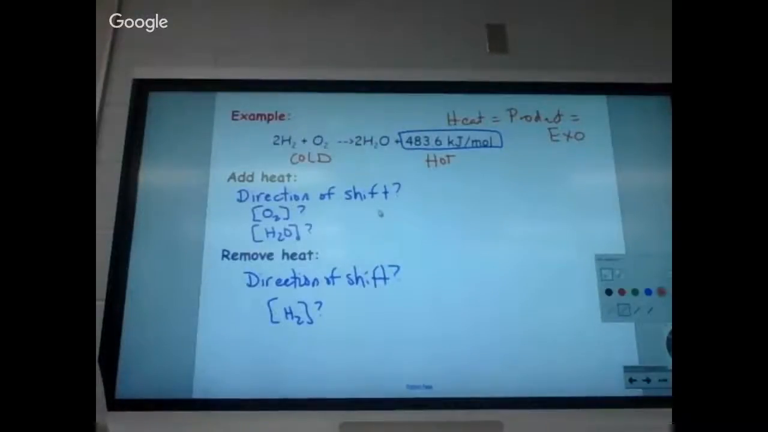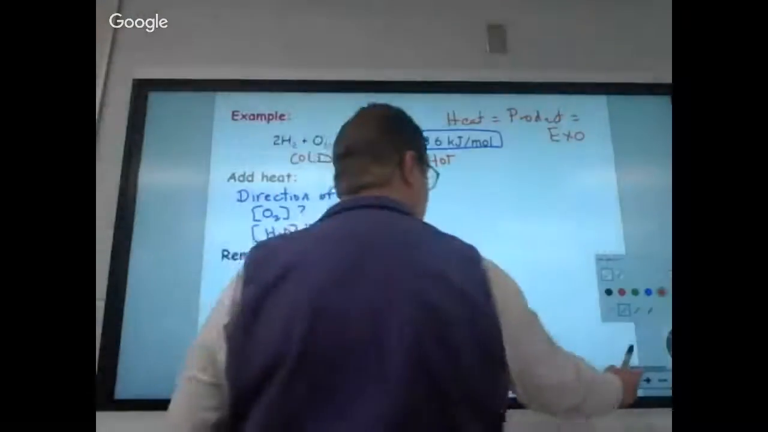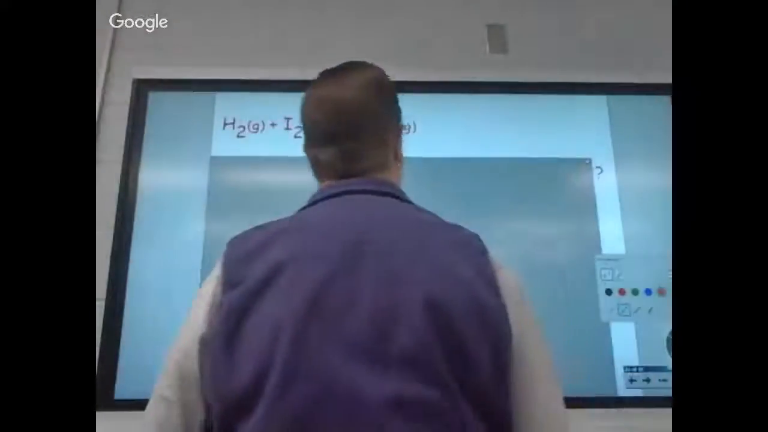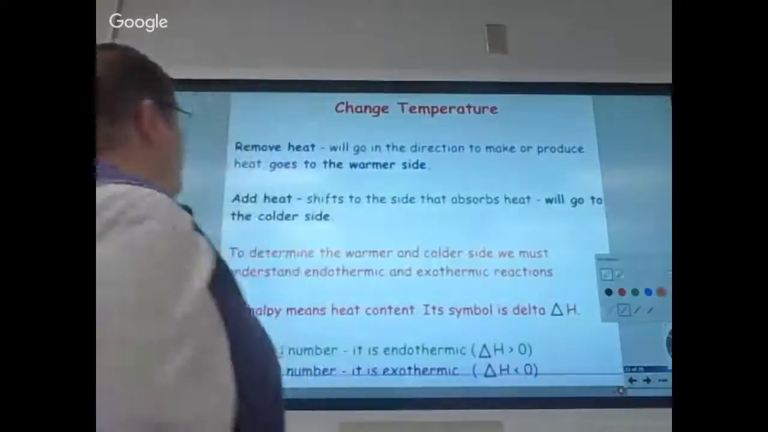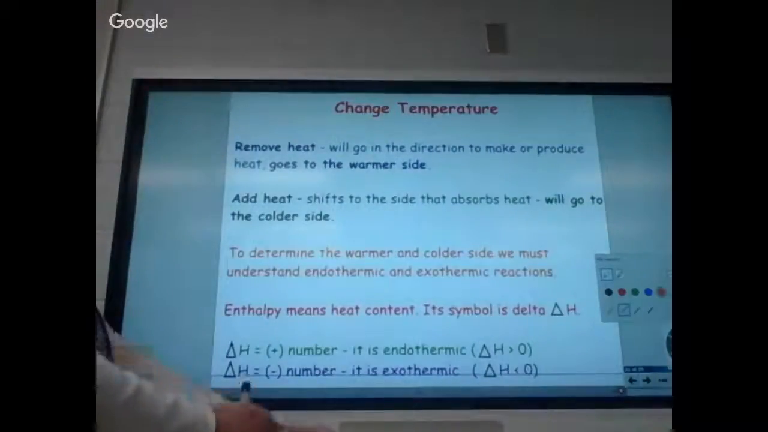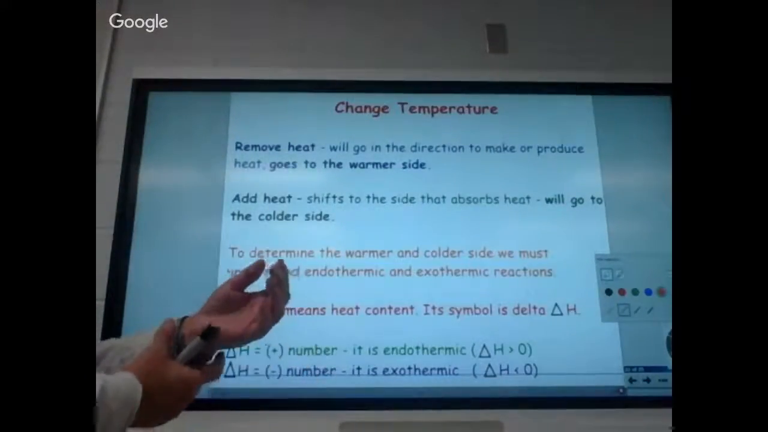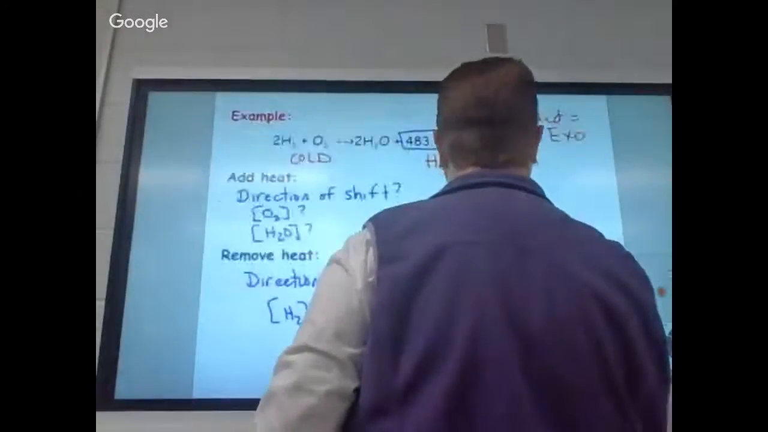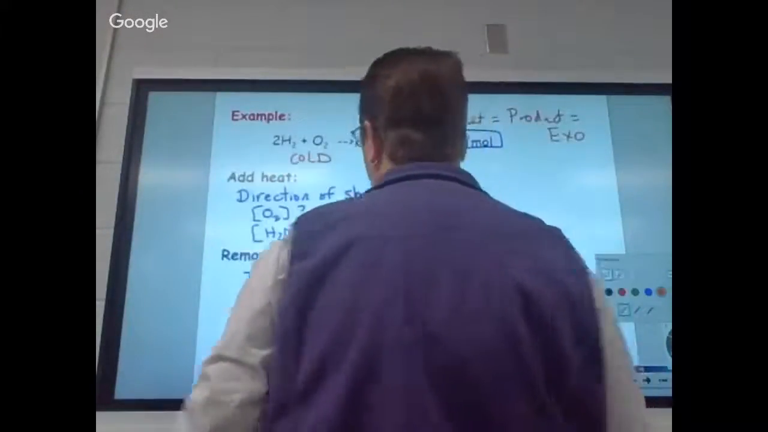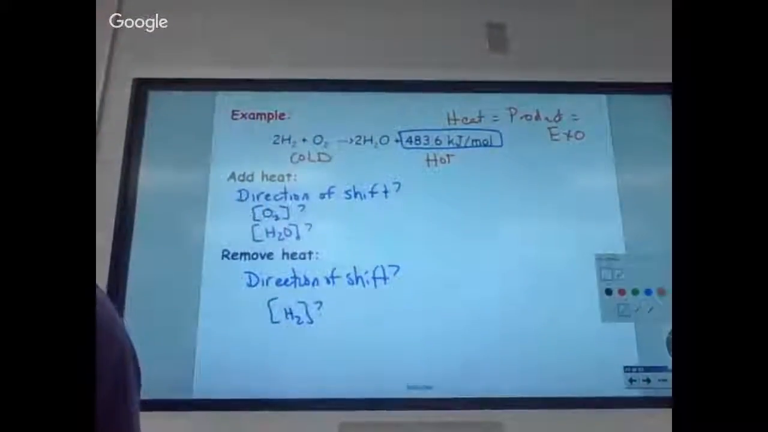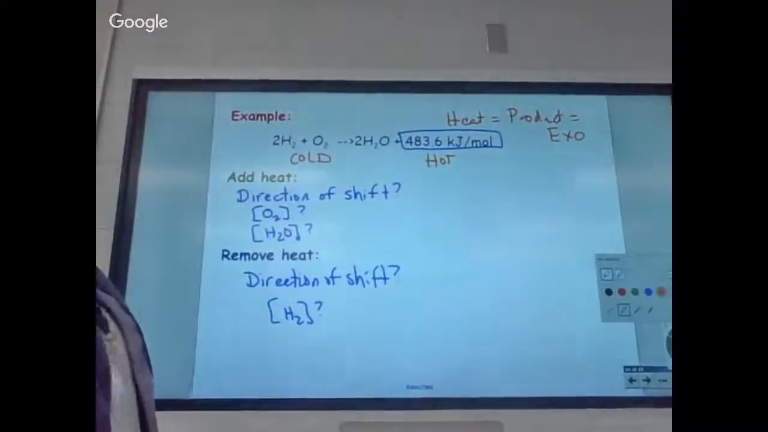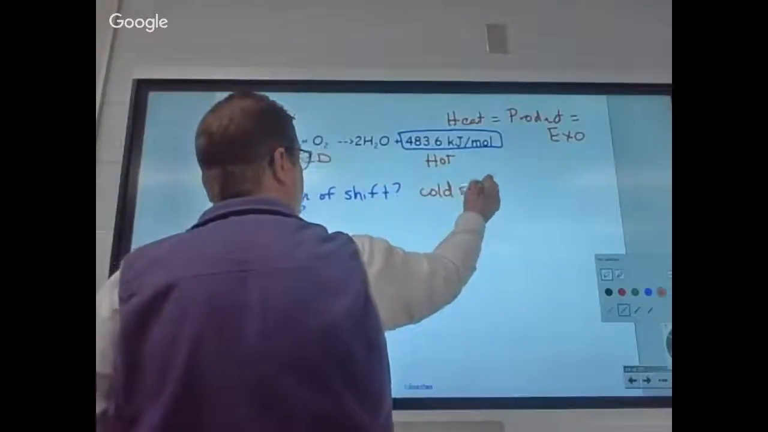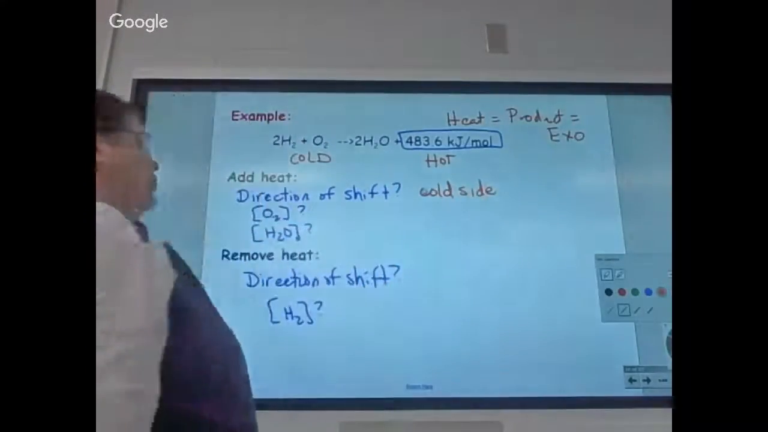Now, apply your rule. What did the rule say? If I remove heat, I go to the warm side. If I add heat, I go to the cold side. So my question said, if I add heat, I go to the what? I go to the cold side. So, which way am I shifting?